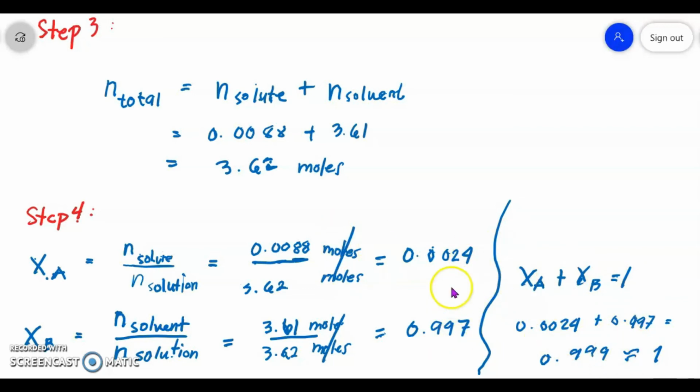We have the solute and the solvent adding up to 1.